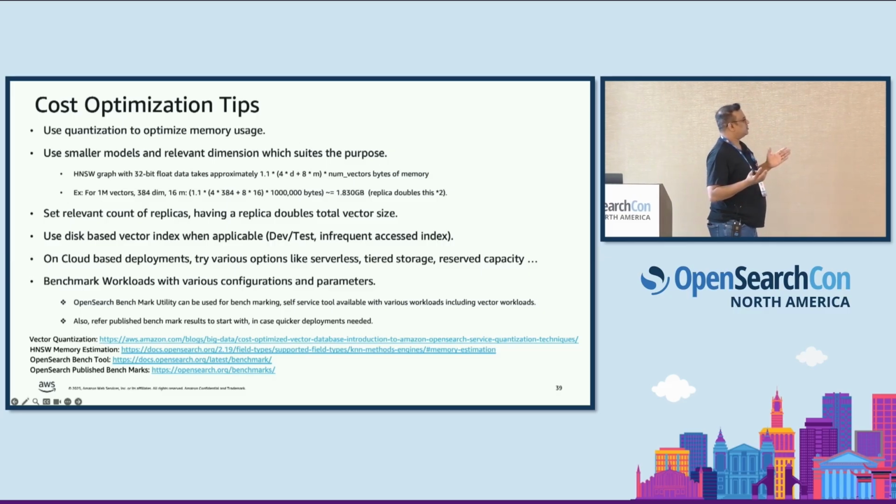And wherever possible, for lower environments like development and testing, and for infrequently accessed indices, use disk-based vectors rather than in-memory. And when you are using cloud-based deployments, explore various options like serverless, tiered storage, reserved capacity, and all. And always benchmark your workloads using different hyperparameters, different instance types, different circuit breaker settings, different method options to finalize the best configuration, rather than just starting with a bigger configuration and adding more cost.